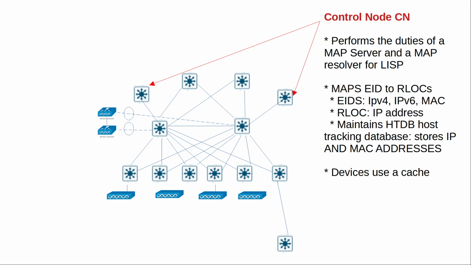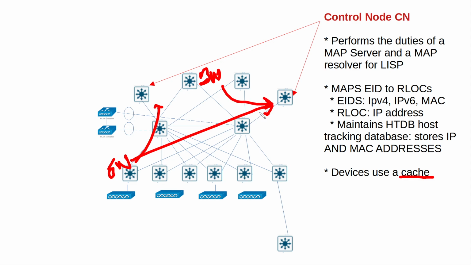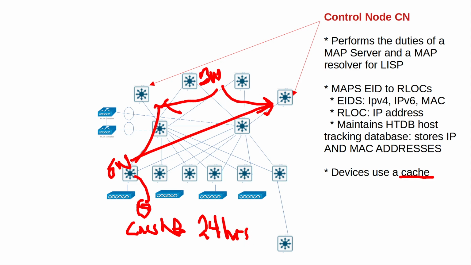After doing these queries, these devices will use a cache, so they don't have to query again where the destination is located. After the cache timeouts, these devices, the border nodes and the edge nodes, will have to query the control nodes again. But in order to reduce the amounts of queries, these devices will maintain a cache, which is usually 24 hours for LISP.